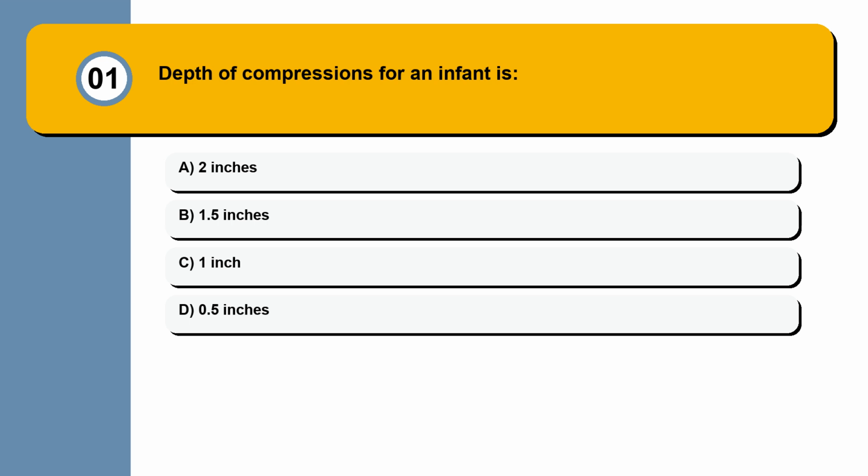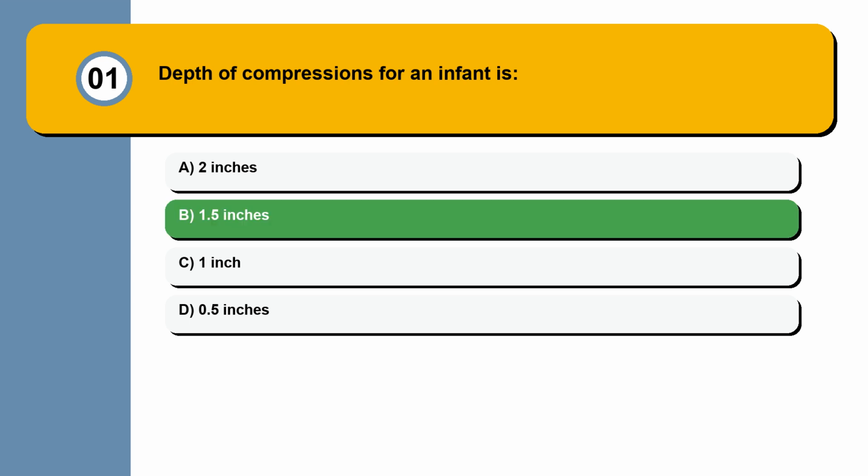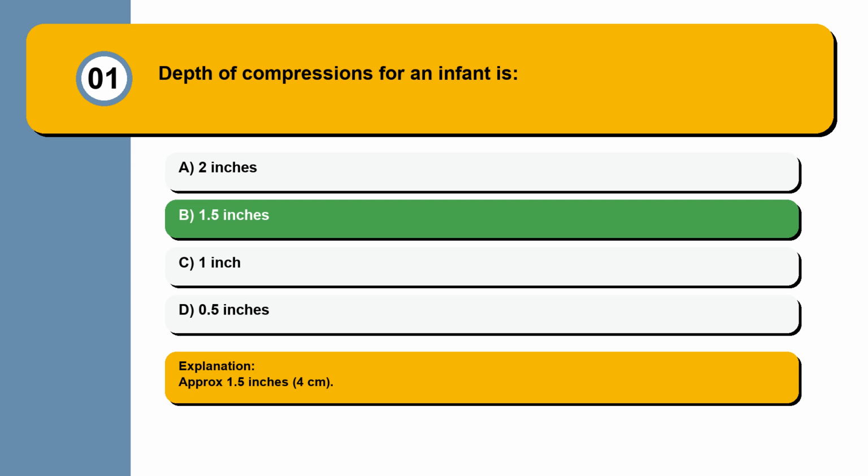Question 1. Depth of compressions for an infant is: 2 inches, 1.5 inches, 1 inch, 0.5 inches. Approximately 1.5 inches, 4 centimeters.